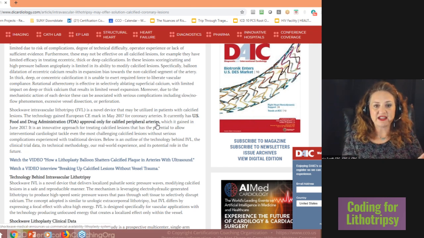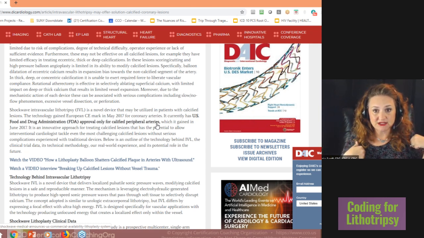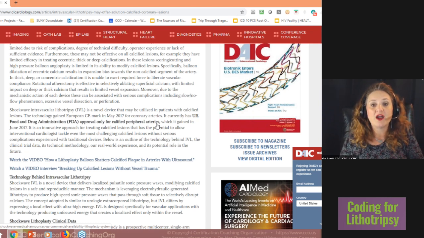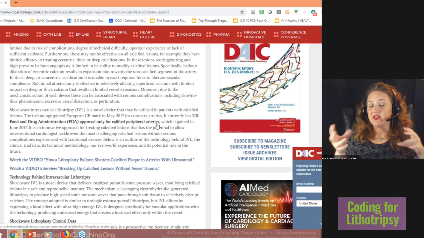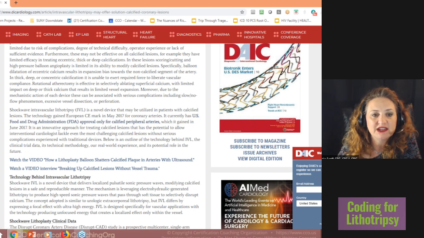Now, that's different. In Europe, they can treat patients for coronary arteries. That means all coronary arteries. But for us in the US, only since 2017 has it been approved for peripheral arteries. See how important it is to know your anatomy and the verbiage and the differences? Okay, so peripheral arteries only, which it gained in June of 2017. So it's just so new. It is an innovative approach for treating this particular blah, blah, blah.